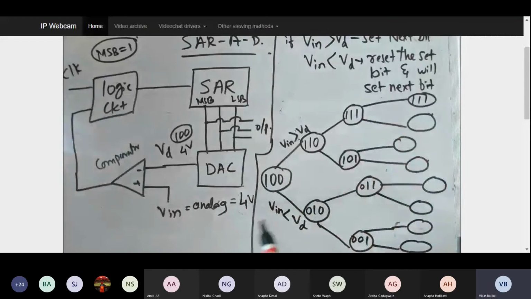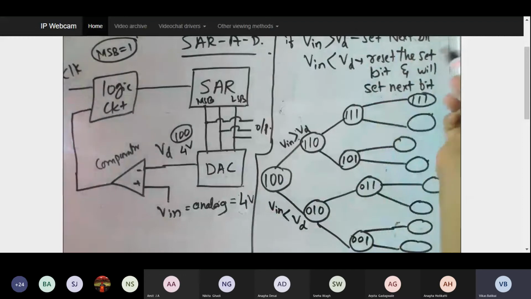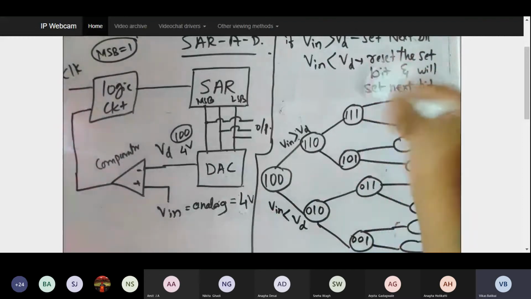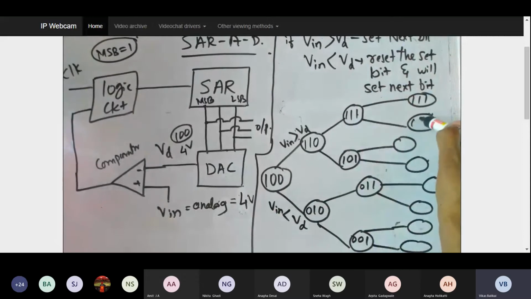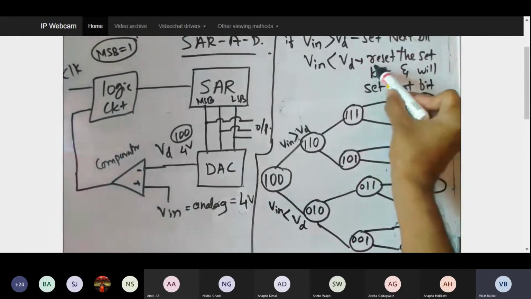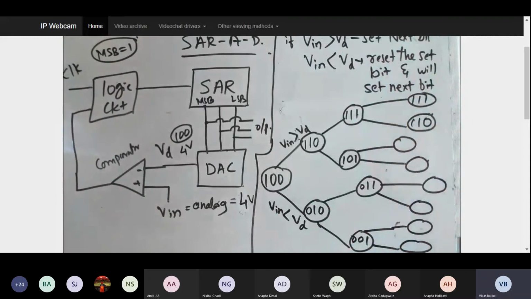So 4 volt is less than VD. So when it is less than VD, what condition am I applying? You reset the already set bit. So in the third case, which bit is set? This one is set. So I reset it to 1 1 0 and will set the next bit. But I don't have any next bit here, so I'll just stop it over here. The only thing I can do is reset the set bit. The bit which was previously set, I have reset it.